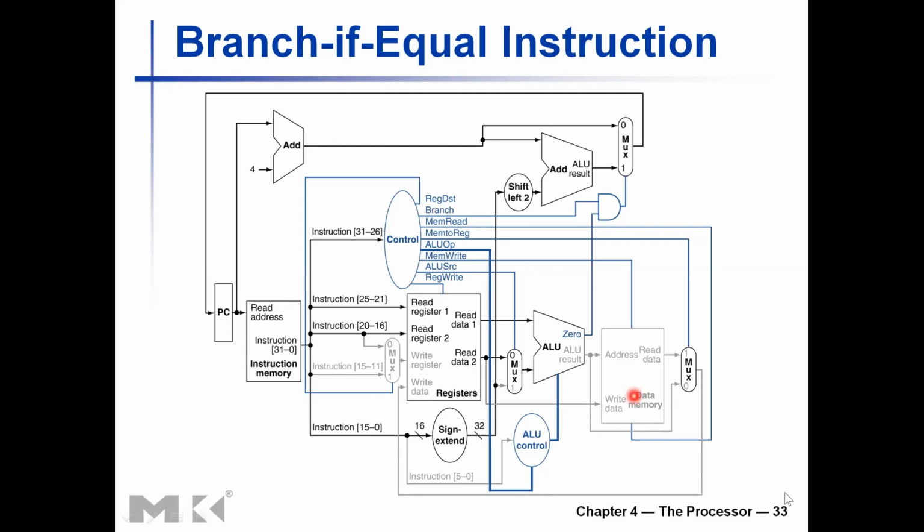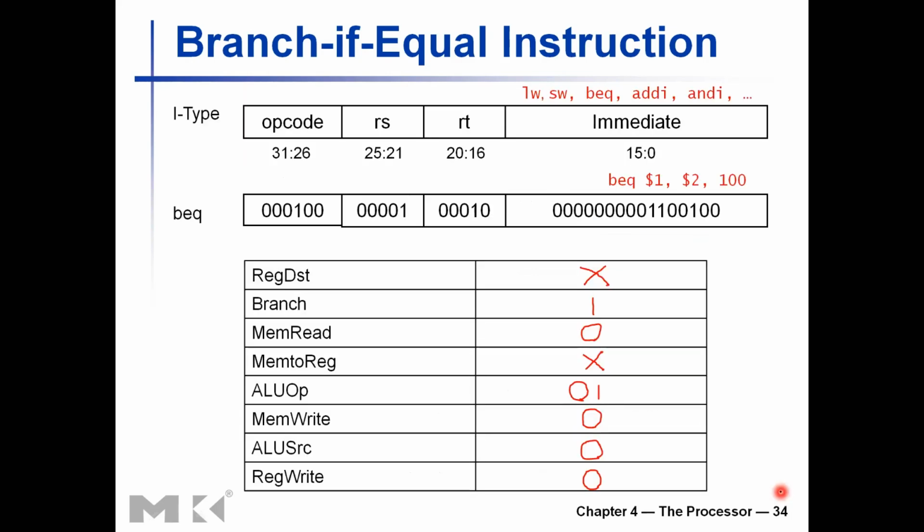Okay, so that is the branch if equal instruction. So we went through all the control signals. Do you have any other questions before we move on to the next type of instructions? Okay, I'll take that as a no.